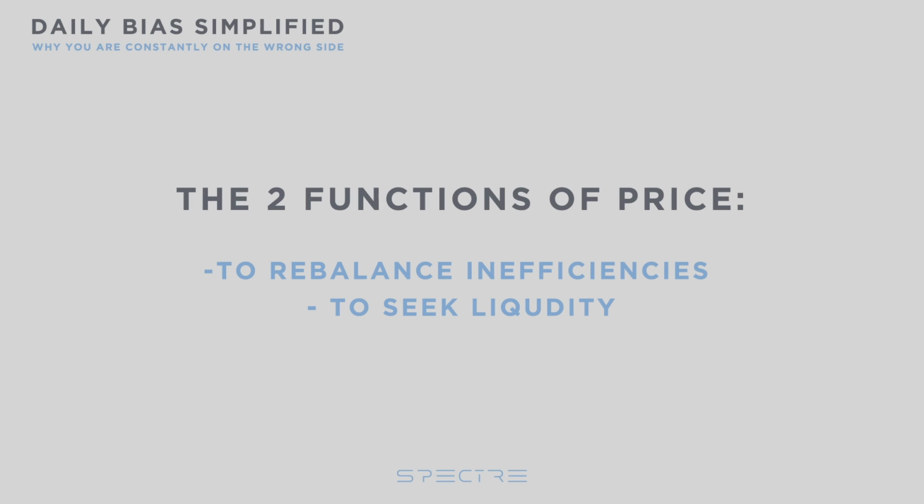How's it going everyone? Today we'll be going over 3 simple steps to derive your daily bias. So first of all, it's really important that you understand there are only 2 functions of price. Price will either rebalance inefficiencies or seek liquidity, and that can be in the form of old highs and old lows.